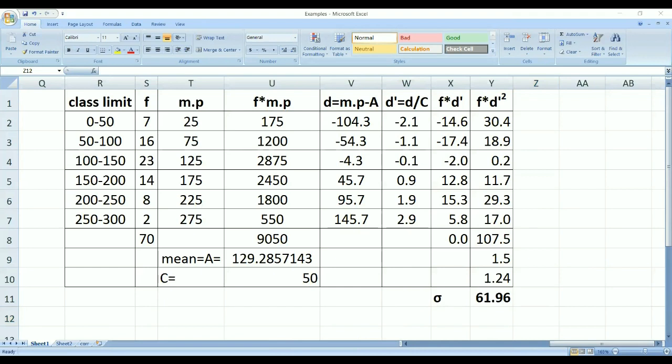So we'll move forward. There is a measure of dispersion, and it is called the coefficient of variation.